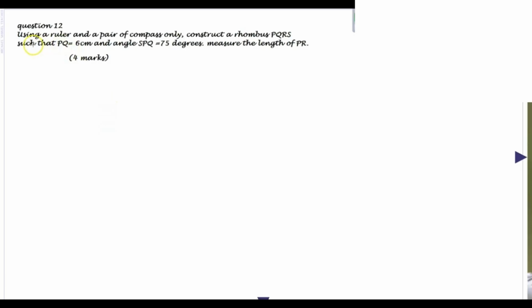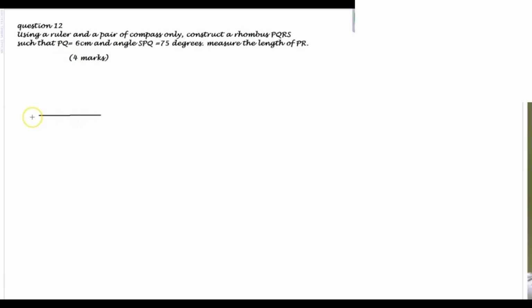So question 12, we are going to use a ruler and a pair of compasses only to construct a rhombus PQRS such that PQ is equal to 6 centimeter and angle SPQ is equal to 75 degrees. Then we are required to measure the length PR. Certainly before we draw the actual drawing, we need to make a sketch so that we see how the figure will look like. So we have been given the length PQ, so let us have a sketch.